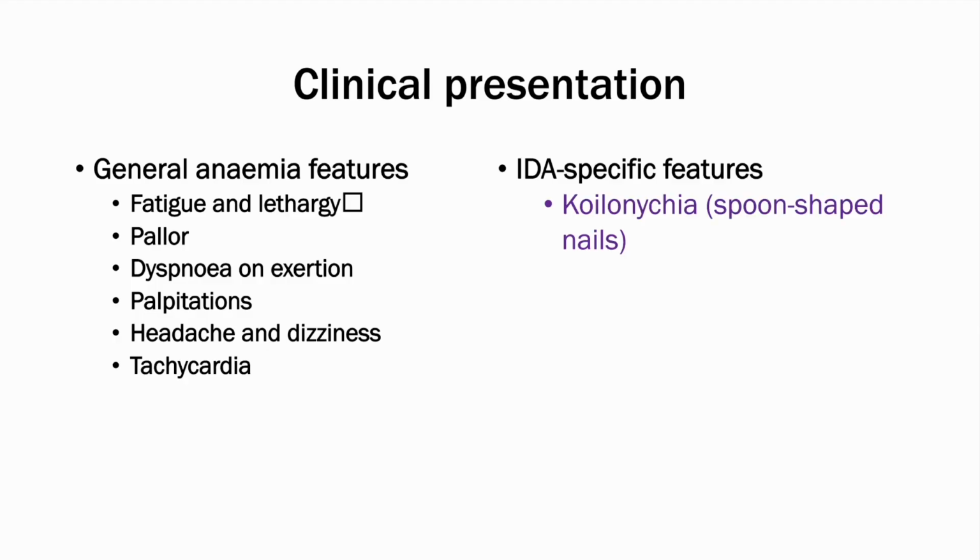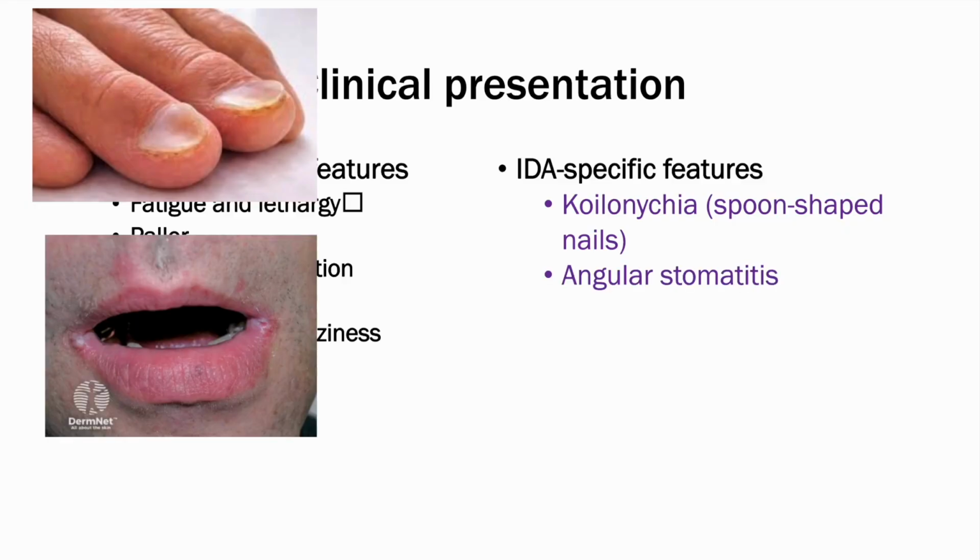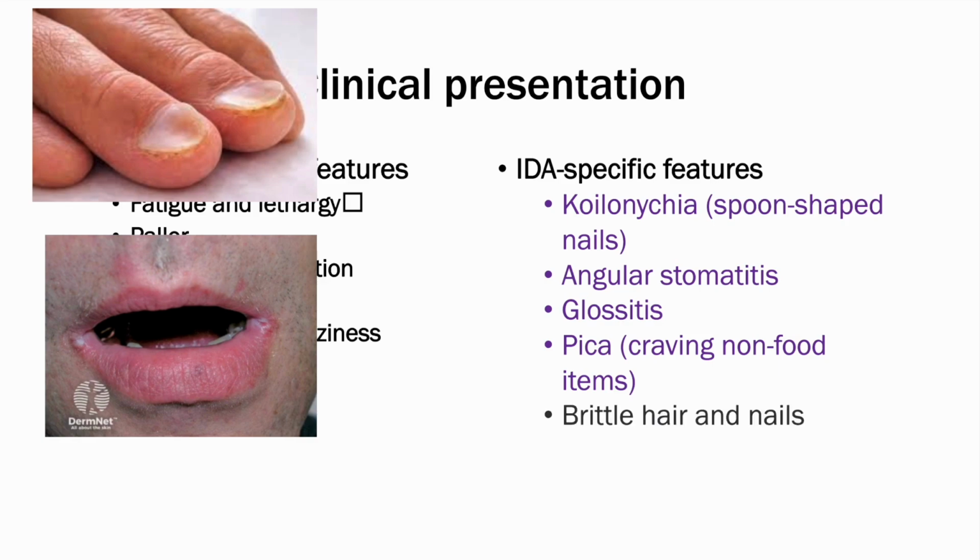But then we also have iron deficiency anemia specific features. That includes things like koilonychia, which are spoon-shaped nails, as you can see on the picture right there. And you can get angular stomatitis, which is sort of an irritation on the corners of your mouth, as you can see on that picture. You can also get glossitis, which is an inflammation of your tongue, and pica, which is craving of non-food items, which has been previously described in literature as well. And you can also get brittle hair and nails.